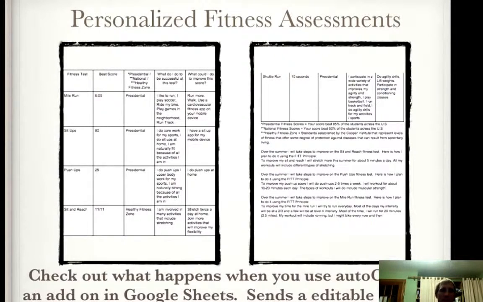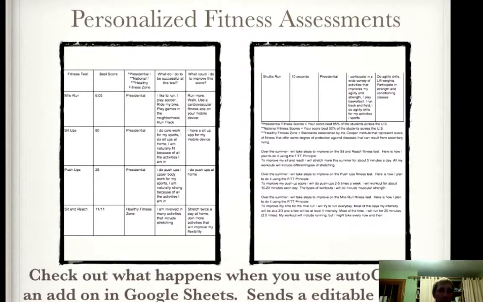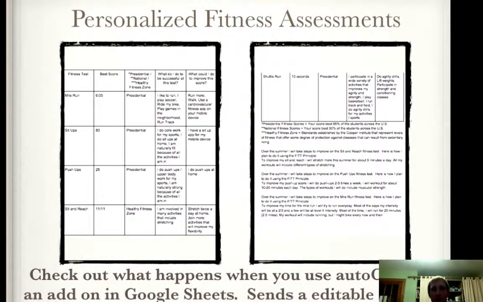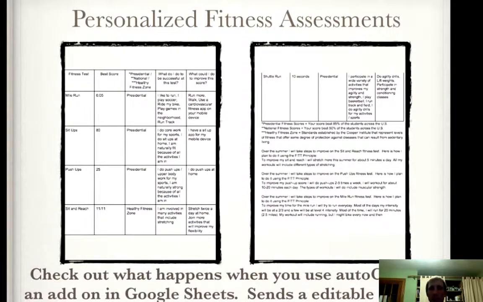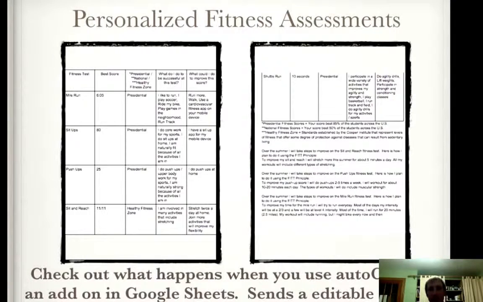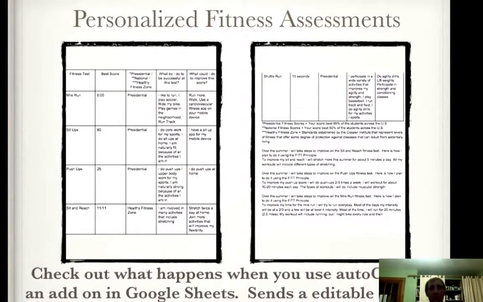But when they click submit, this is what you end up seeing. You get their mile run scores, like where they were tested in: presidential, healthy fitness zone, national, those types of things. And then you can see over on the right hand side here that it also has a little bit of a plan using the FIT principle of what they're going to do over the summer to help reach their goal. But the coolest part is, again, it sends them this Google Doc, and it can be edited by the parents and the students as they're sitting down working on this, talking about a summer fitness plan.